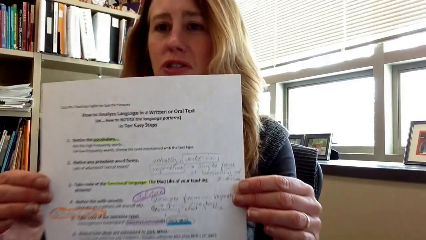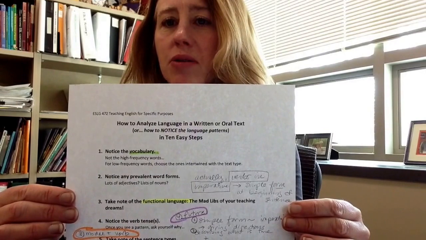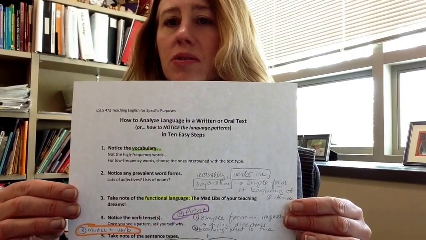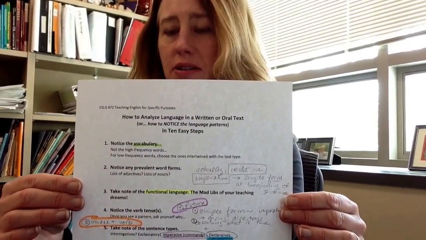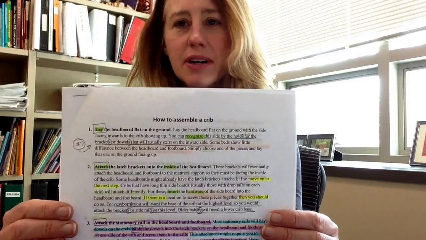So what I don't want you to do is watch this lecture unless you have two things ready and printed out. The first is a handout called How to Analyze Language in Written or Oral Text. And the second piece, very important, How to Assemble a Crib. And yes, indeedy do, this means how to assemble a baby crib.